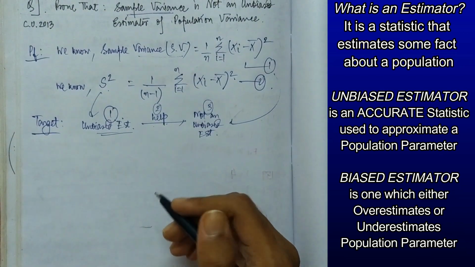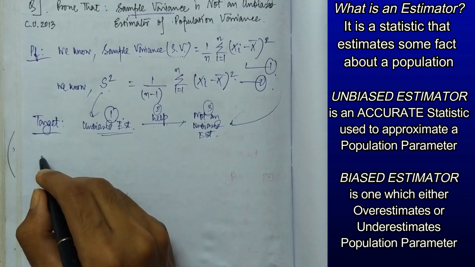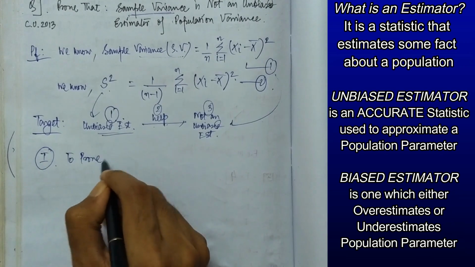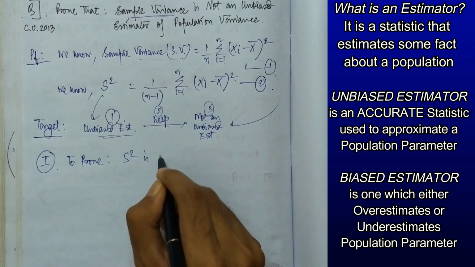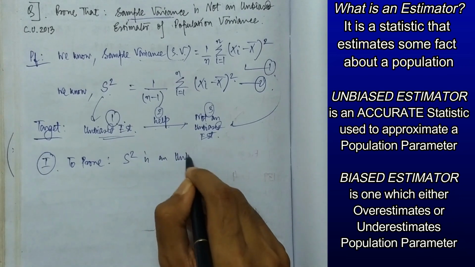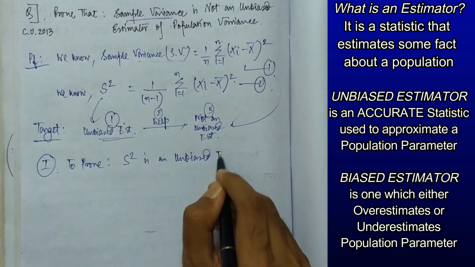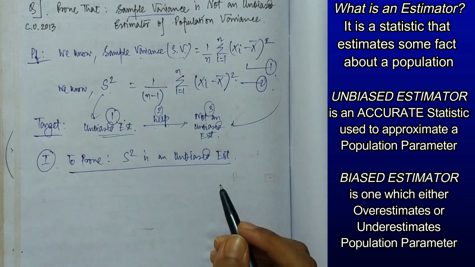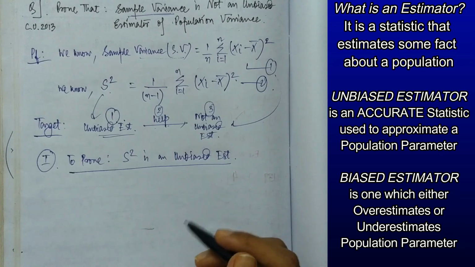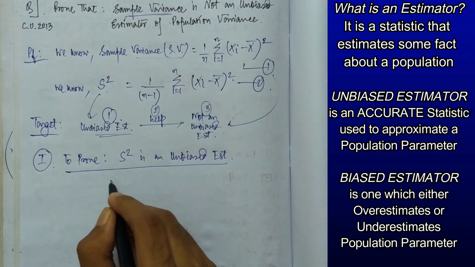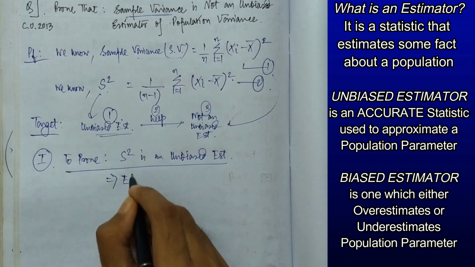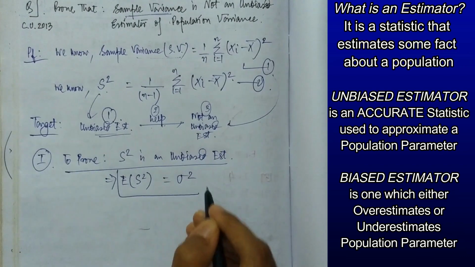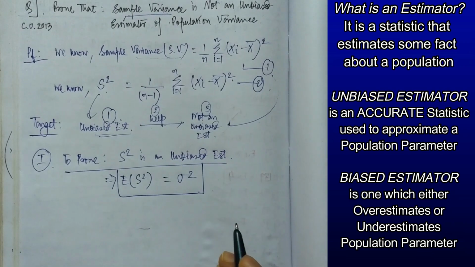Now, let's move further. The first thing which we need to prove is that S square is an unbiased estimate. Estimate I'm writing in initials; you can write estimator in full spelling as well. So for this, what we actually need to show is that expectation of S square equals sigma square. If we are able to show this, then S square is said to be the unbiased estimate.